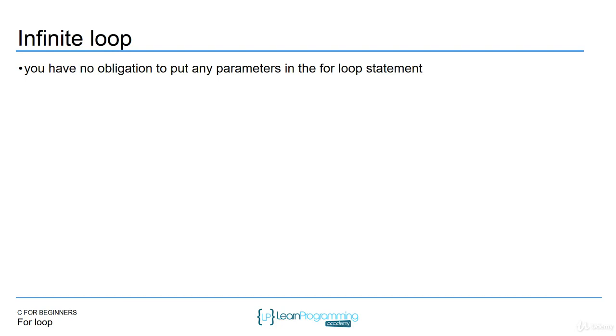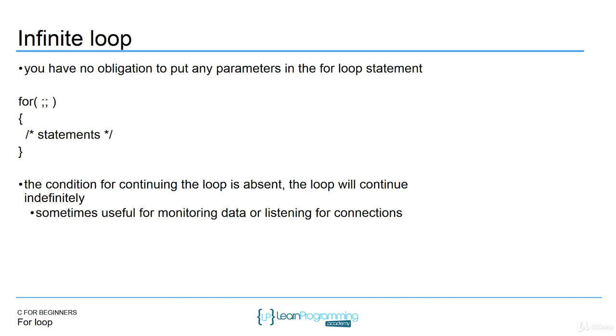So I just demonstrated an infinite loop. This is where you never exit, and you have no obligation to put any parameters in the for loop statement. You can actually write an infinite loop on purpose. The way that you would do that is you would just put the semicolons in there. So you would have a for loop with 2 semicolons. If you ever see that, that means you're writing an infinite loop. Now, typically you don't want to have infinite loops, but there are times. Because the condition for continuing the loop is absent, the loop will continue indefinitely.